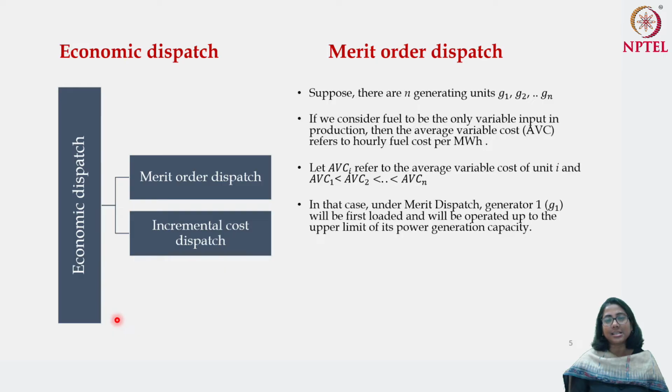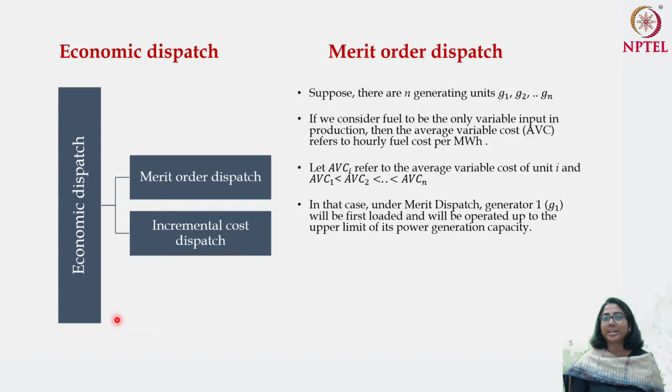If that is the case, then under merit order dispatching, generator 1 will be first loaded, and it will be operated up to a point which touches the upper limit of power generation capacity of generator 1. So generator 1, which has the lowest average variable cost, will start working, and it will work up to the point where it touches the maximum capacity utilization. So this is the first thing.